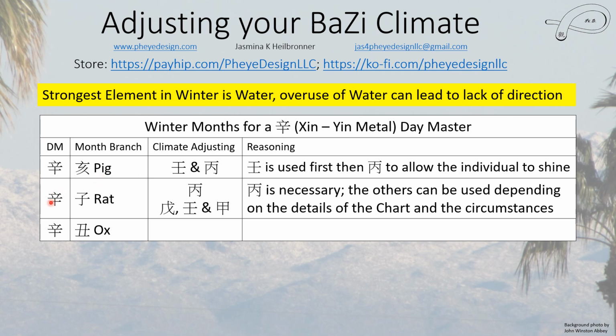Now for the Sin Metal Daymaster born in the month of the rat, fire is absolutely necessary. This is when we have the winter solstice during this month. So it's cold and you don't have a lot of light. So you do need the fire. The others can be used depending on the detail of the chart and the circumstances.